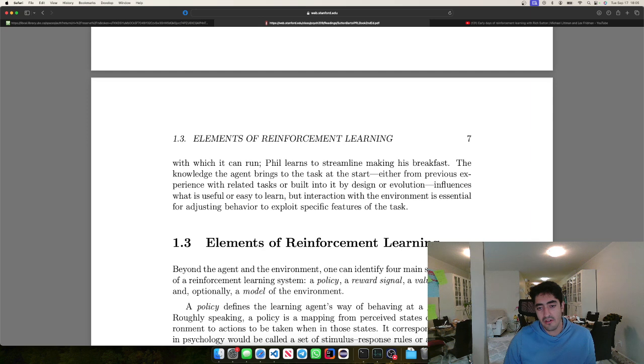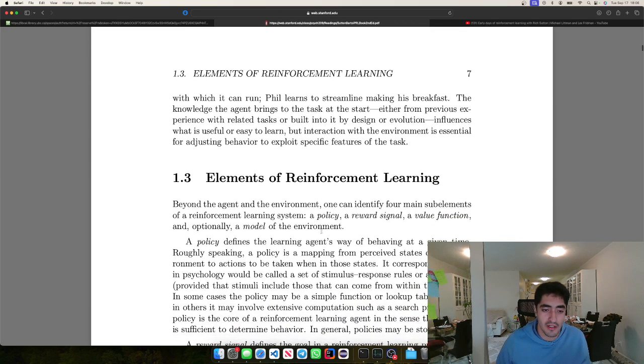The knowledge the agent brings to the task at the start, either from previous experience with related tasks or built into it by design or evolution, influences what is useful or easy to learn, but interaction with the environment is essential for adjusting behavior to exploit specific features of the task.